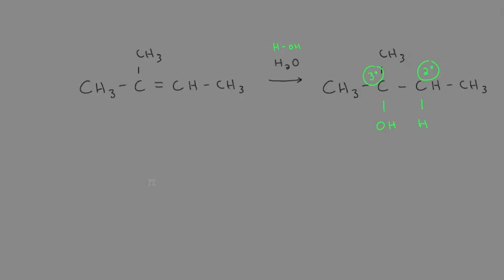But let's do a new molecule now. What if we had something that was symmetrical, like this ethene or ethylene? Either name works. So if we were to add water to this ethene, what would happen? Well, we could see that the carbons are both primary. Each carbon is attached to one other carbon. So what side do we add it to?